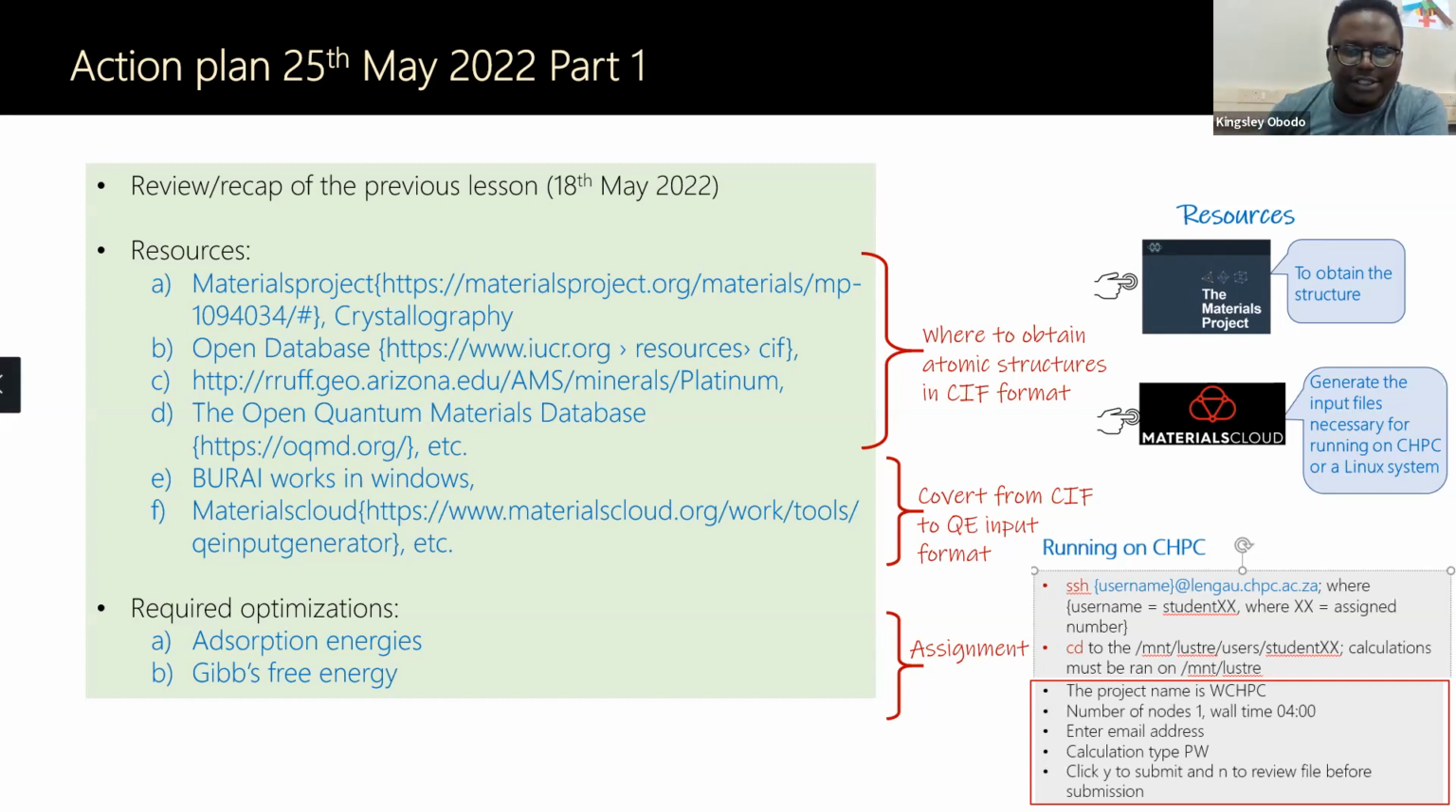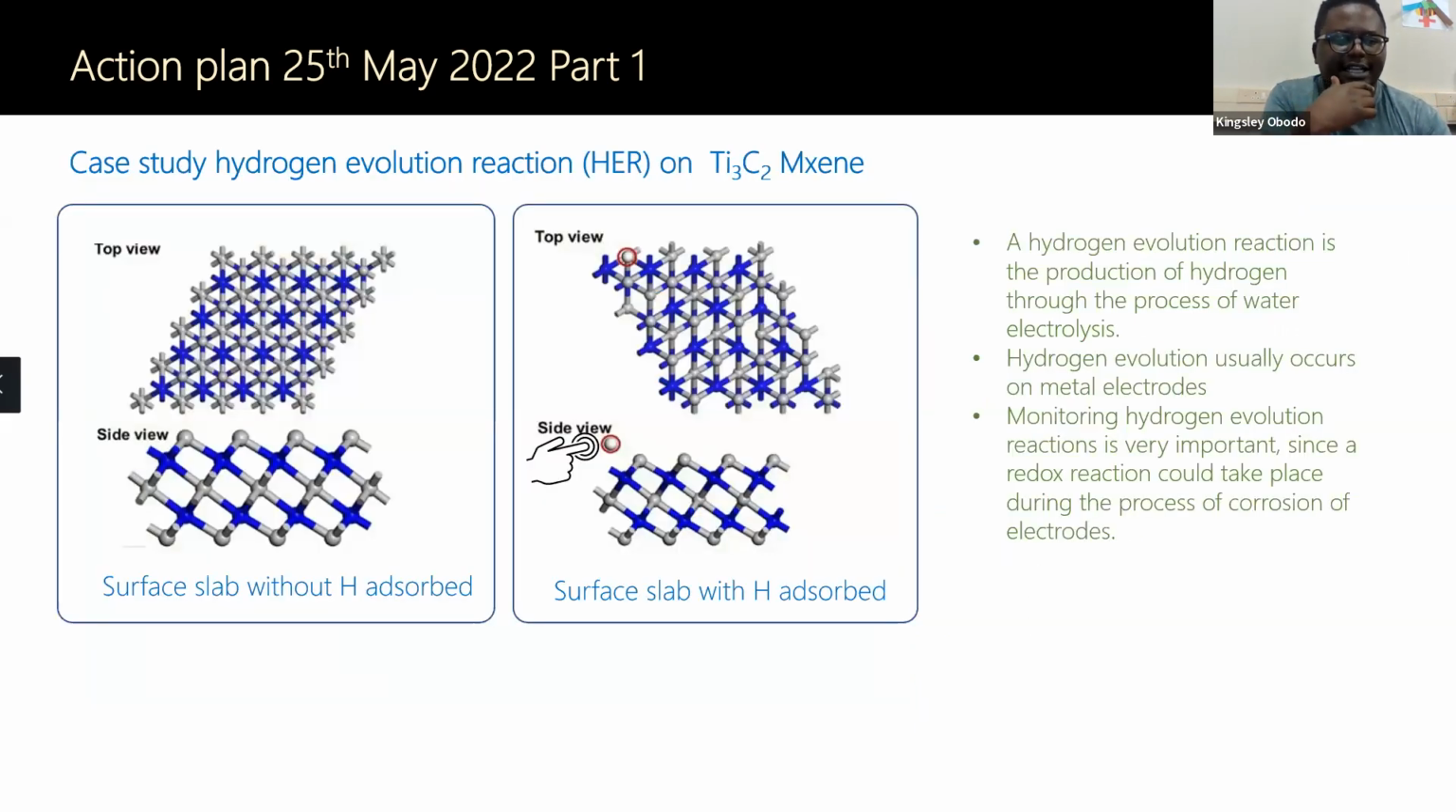So normally when it comes to running on the CHPC, we have the commands there. You normally SSH, always remember that you must run your calculations on Lustre, and also remember the project name. Last week, the case study was mainly hydrogen evolution on Ti3C2, and you ended the class calculating the adsorption energies of hydrogen on top of Ti3C2, and also the Gibbs free energy to establish whether the material is a good catalyst or not.